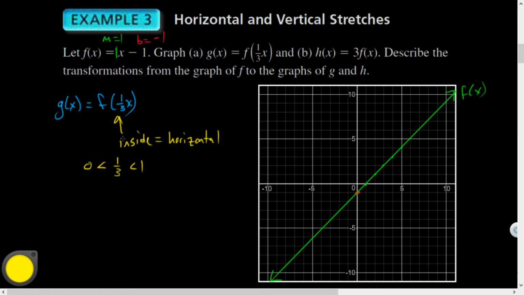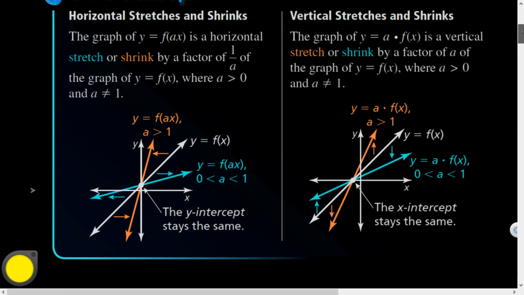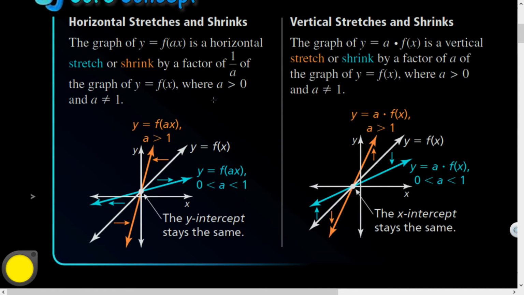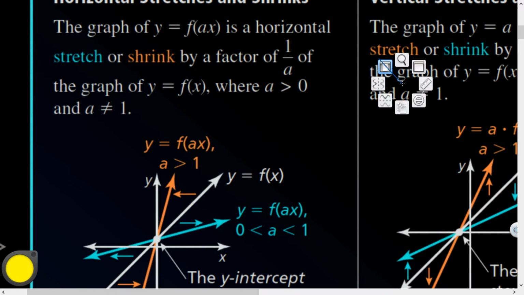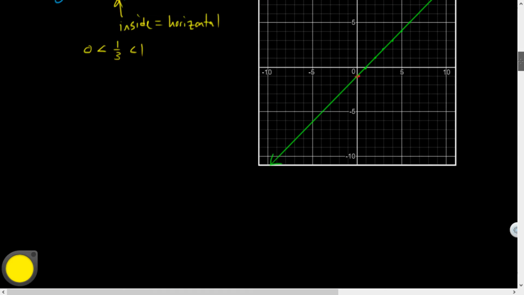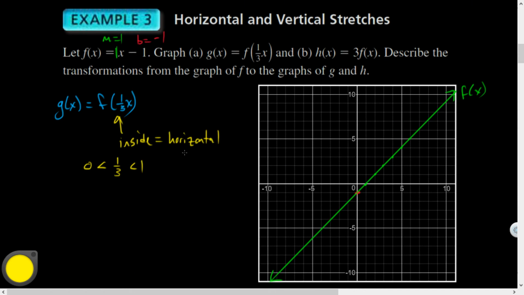Inside, horizontal, this is an arrow. Sorry, yeah, it does look like a 9. There you go. Good point. All right, and because 1/3 is between 0 and 1, and guys, if I don't remember, check your notes. It's between 0 and 1, therefore it's going to be a stretch horizontally. So this is going to be a horizontal stretch.